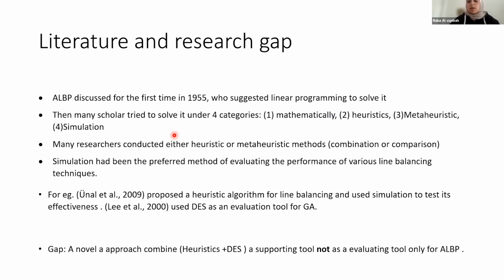So this is the first application of using a heuristic with discrete event simulation as a supporting tool, not as an evaluating tool, for an assembly line. For example, Onal proposed a heuristic for line balancing with simulation to test its effectiveness, but used discrete event simulation as an evaluation tool. So our approach was different.